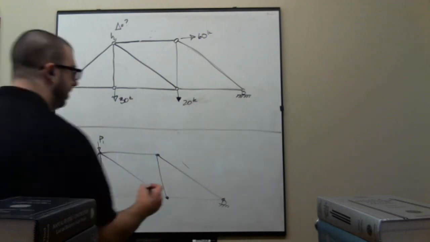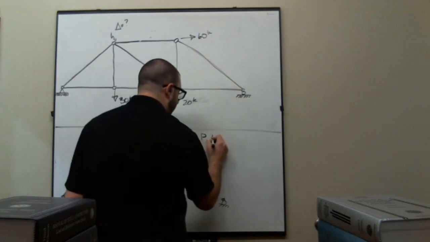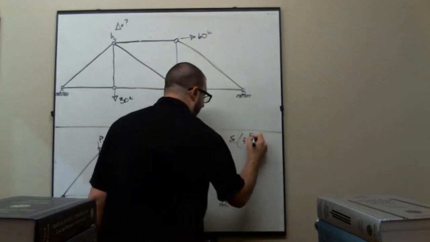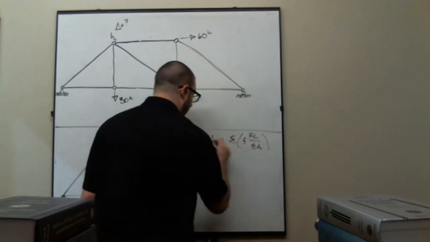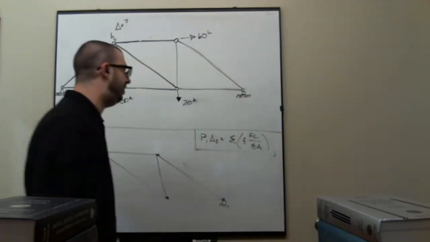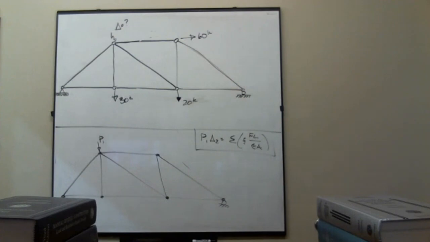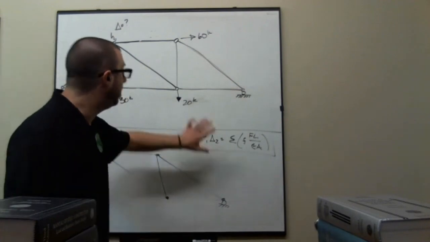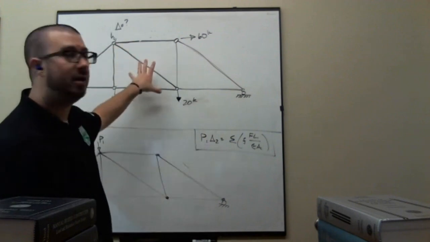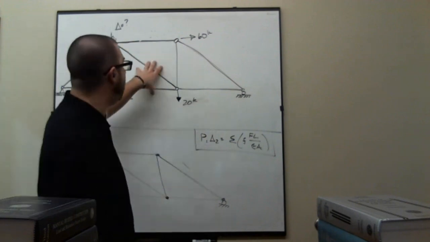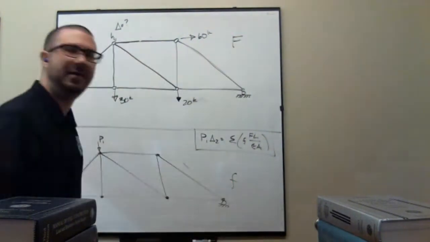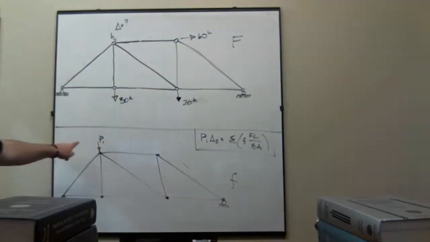And then I'm going to say, P1 delta 2 is the sum of little f, big F, L over EA. That's going to be my method of virtual work. This equation's got some magic in it, because I can determine the deflections due to all of these loads based off of the results from this analysis, F, and based off of this analysis, little f. The only question is, what do I choose for P1? I can choose whatever I want.